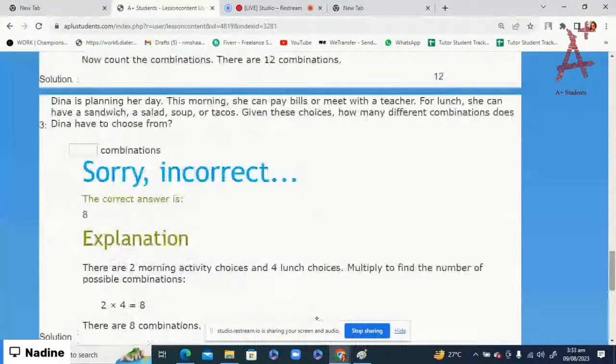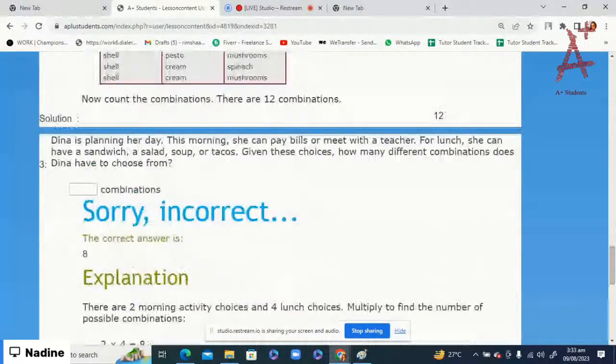Let's do this one. Dina is planning her day this morning. She can pay bills or meet with a teacher. For lunch, she can have a sandwich, a salad, a soup, or tacos. How many for lunch? Sandwich, salad, soup, tacos: 4. Given these choices, how many different combinations does Dina have to choose from?